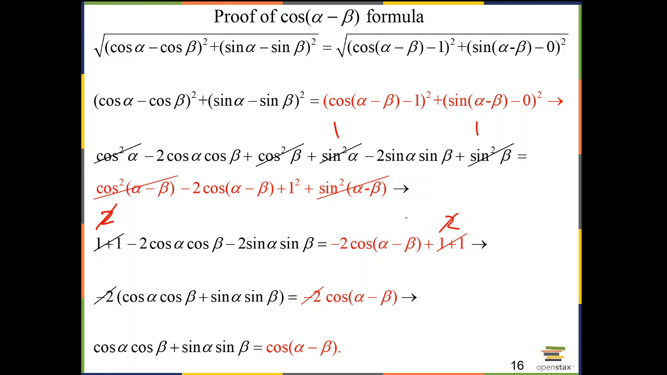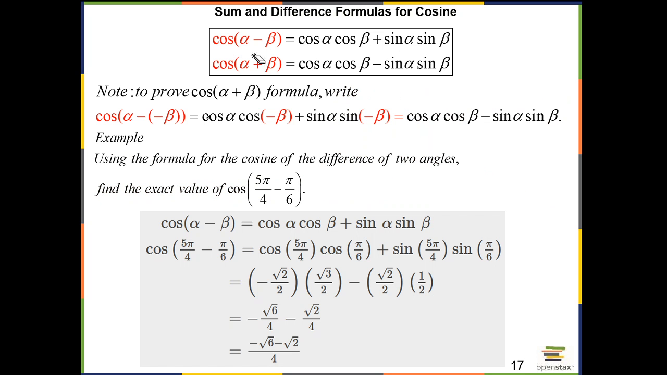Okay, now we divide by -2 on both sides, and we get the formula for what? For cosine alpha minus beta. So we got the cosine alpha minus beta formula, and now we can continue. Now, cosine minus alpha, we have a formula.